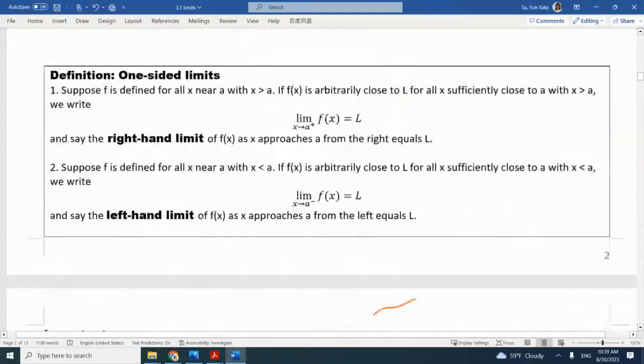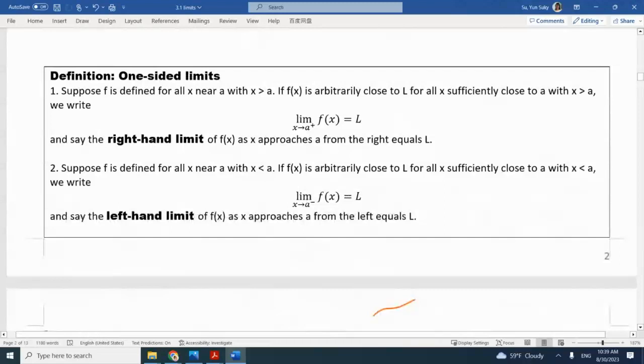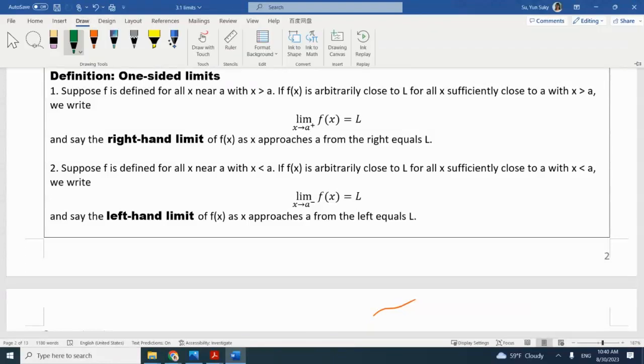Okay, now one-sided limits. That's when you have the a plus and the a minus. Suppose f is defined for all x near a, with x greater than a. So greater than a is on the left-hand side or right-hand side? Right-hand side, yes. And if f of x is arbitrarily close to L for all x sufficiently close to a, but with x greater than a, then we write the limit as x goes to a from the right of f of x equals L. Let me draw some picture here.